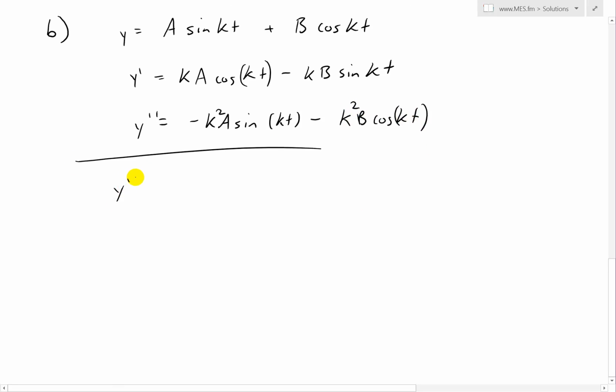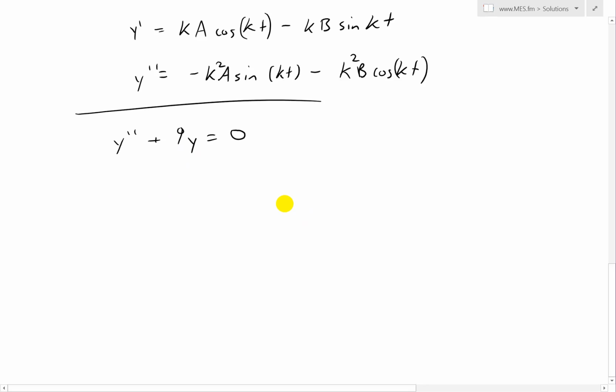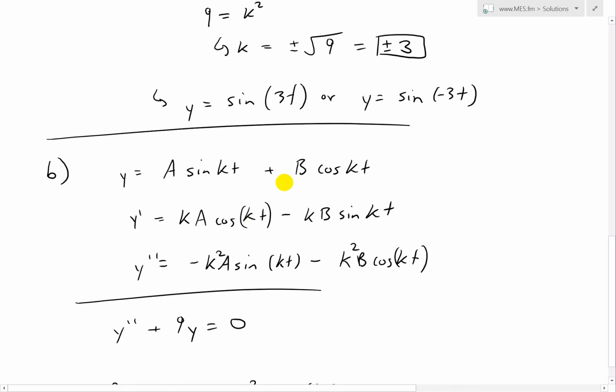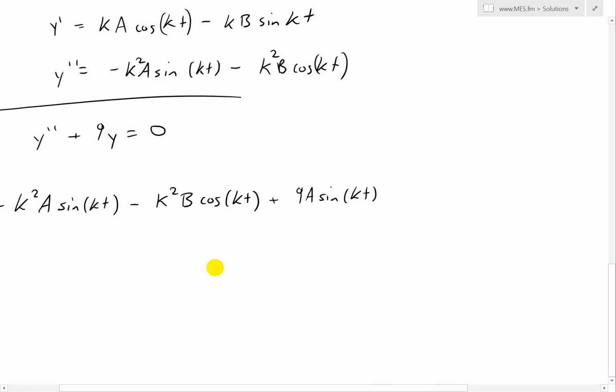So now let's plug this into our differential equation, y double prime plus 9y equals 0. So let's plug those in. Our y double prime is negative k squared a sine kt minus k squared b cosine kt, and now what we have is plus 9 times y. Let's just multiply that inside. So plus 9a sine kt, and then plus 9b cosine kt, and this all equals 0.